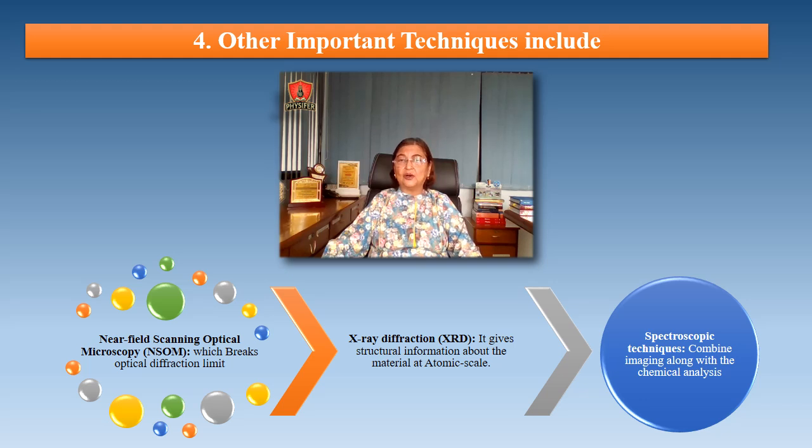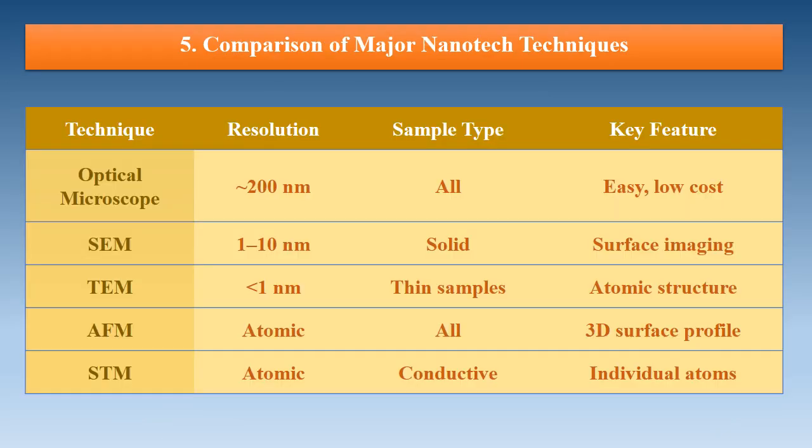Other important techniques used in nanotechnology include near field scanning optical microscopy, which breaks the optical diffraction limit. Then we have X-ray diffraction, XRD. It gives structural information about the material at atomic scale. Then we have spectroscopic techniques, which combine imaging along with the chemical analysis of the material. Here is the comparison of basic features of major nanotech techniques.